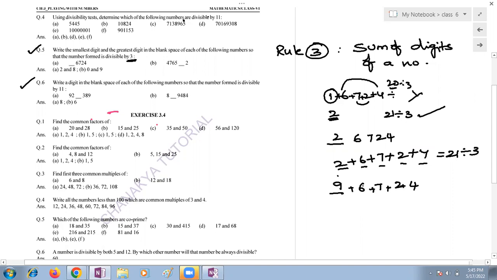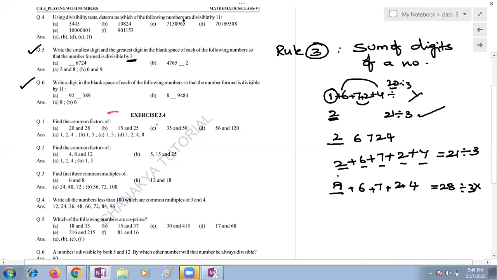6 plus 4, ma'am, 6 plus 4 is 10 and this is 19 plus 9, 28. Yes, sir. 27. 27. Okay, 28 or 27? 28. Ma'am, 28 will not be divisible by 3. Yes, it is wrong. So 27 is divisible.